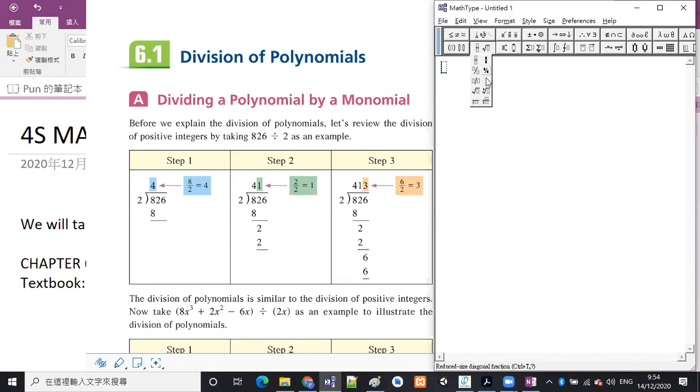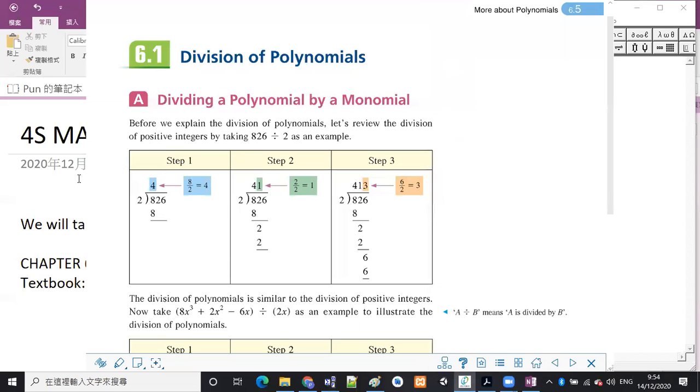In primary school we have learned that, for example, I will just use an easier example. If 28 is divided by 3, and then we use this type of division symbol, we got 9, and then we got 27, and then we have a remainder which is equal to 1. That is like this.